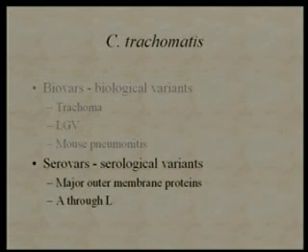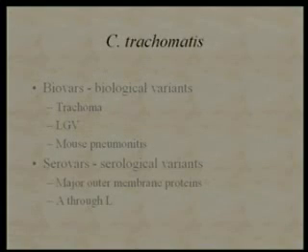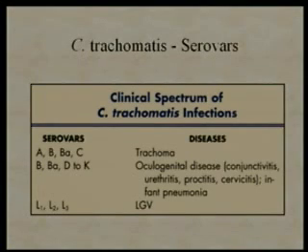The serovars are given letter designations A through L. And there are particular disease associations with certain serovars. For example, the A, B, and C serovars are most commonly seen in causing the disease trachoma, whereas the D through K serovars, as well as the B serovar, are involved in the ocular and genital diseases. The L serovars are the ones that cause LGV. Now, I don't expect you to remember a lot of these specifics about which serovars cause which. We'll be dealing primarily with the biovars: what diseases the trachoma biovar causes, and what diseases the LGV biovar causes. But just keep in mind that the serovars are also associated with particular diseases.